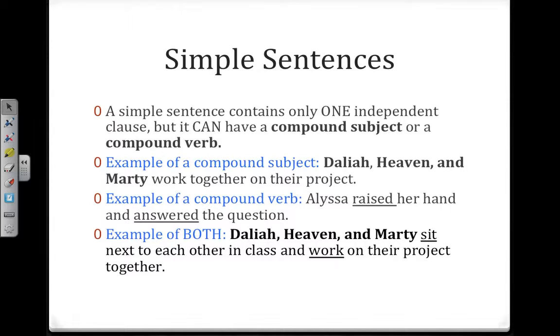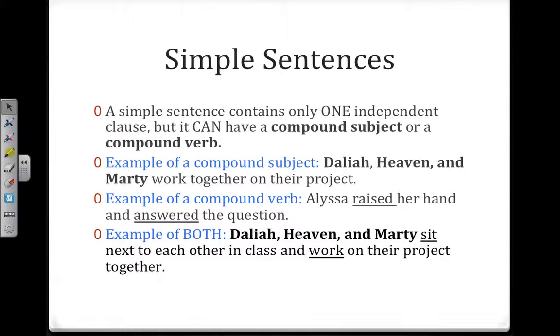However, it can have a compound subject or a compound verb. So a compound subject means that I have multiple people, places, things, or ideas, such as in Dalia, Heaven, and Marty work together on their project. They together form 1 subject, even though there are multiple people. Or there can be compound verbs, such as Alyssa raised her hand and answered the question.